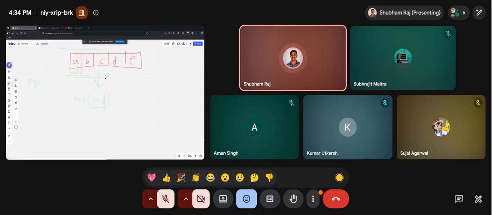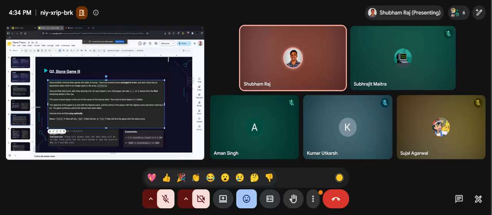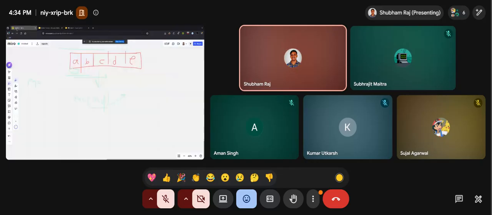Alice and Bob are playing a game with piles of stones, and there is some value associated with each stone. Each player can pick one, two, or three stones from the first stones in the row, and initially both players have zero score, right? So in this question, score is associated. This question is similar to the previous one, in that both players have some score. Initially both have zero.